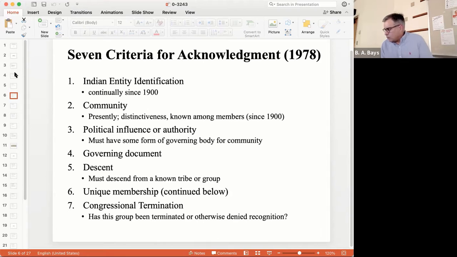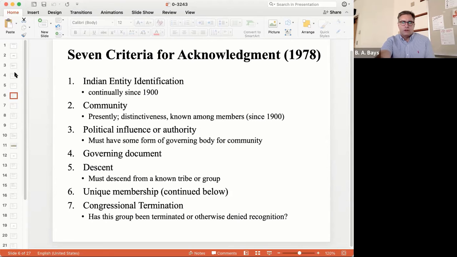Then there is the requirement to have unique membership, and I'm going to discuss that in the next slide. It's a little more complicated. And then also, number 7, they cannot be a group who has been terminated or otherwise denied recognition in the past. So once you go up, and if you're denied recognition flat out for some reason, I don't think there's a rule that says you can't continue to try to do it. I think you can.